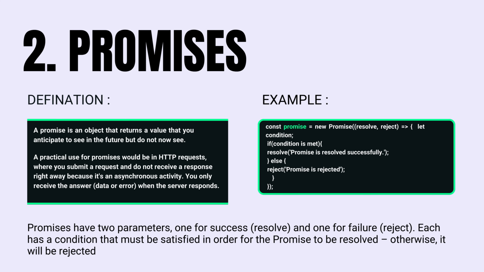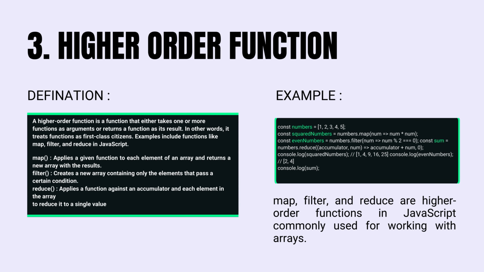2. Promises. Definition. A promise is an object that returns a value that you anticipate to see in the future, but do not now see. A practical use for promises would be in HTTP requests, where you submit a request and do not receive a response right away because it's an asynchronous activity. You only receive the answer data or error when the server responds. Promises have two parameters, one for success, resolve, and one for failure, reject. Each has a condition that must be satisfied in order for the promise to be resolved, otherwise it will be rejected.